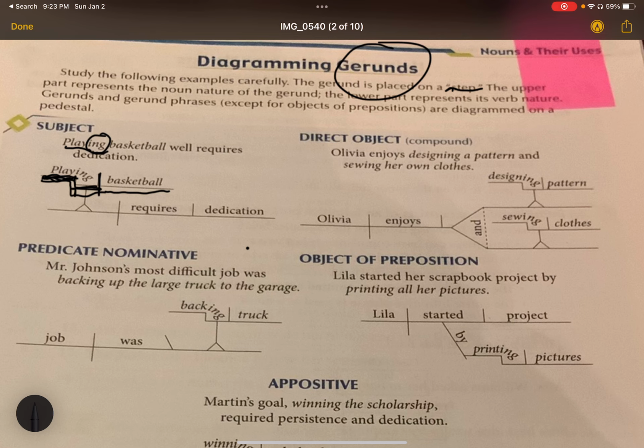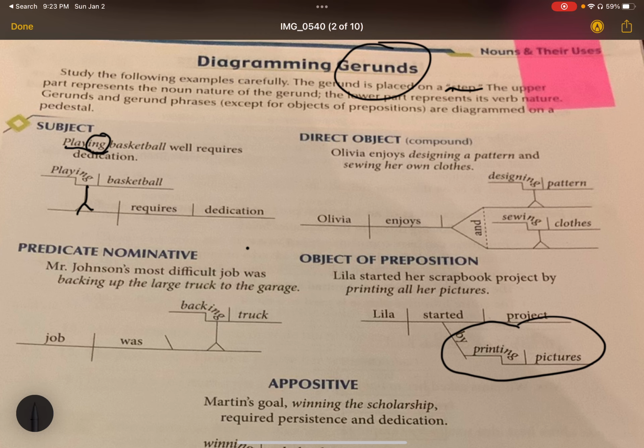Okay, also you'll notice this pedestal that it's sitting on. It's on a little cake stand right there. So gerunds are placed up off the line as well as being on the step. The one exception to that is if you have a gerund that's an object of a preposition, you don't put it on a stand.